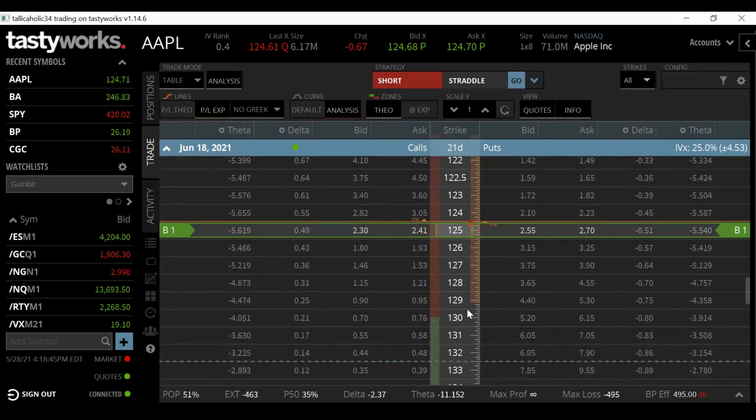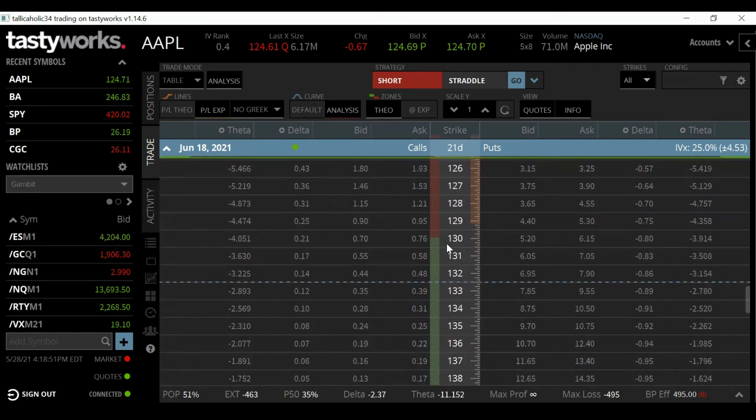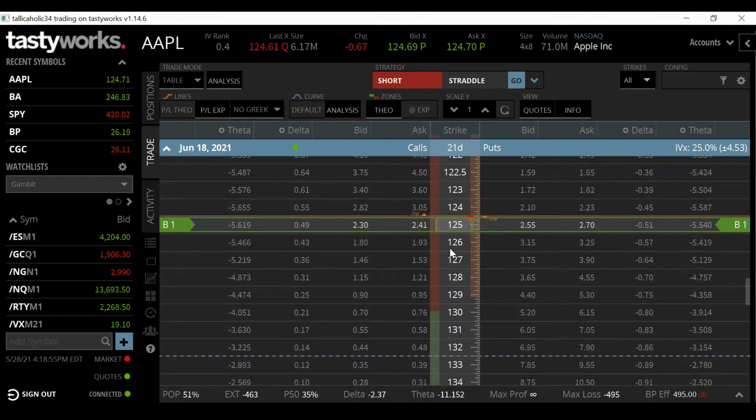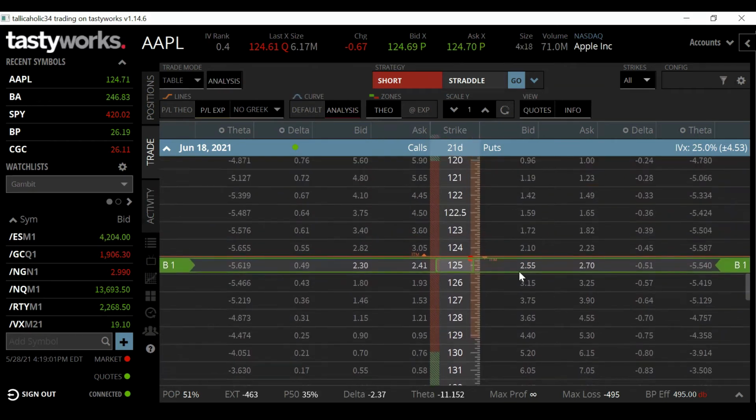Now, if it keeps going, obviously, really it's unlimited technically. Obviously there will be a cap because we don't really know how far Apple can go and how deep in the money this 125 will get, but we do know where our break evens are, and we know we'll be in the green outside of 120 and 130.